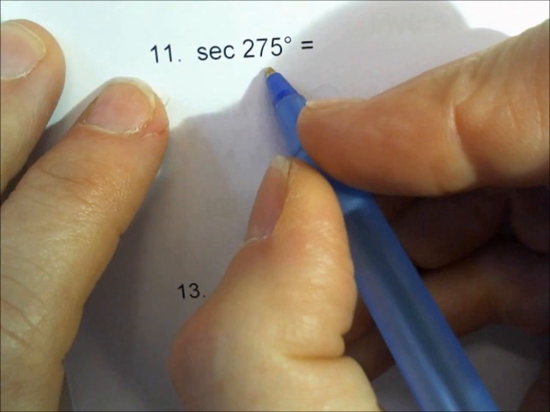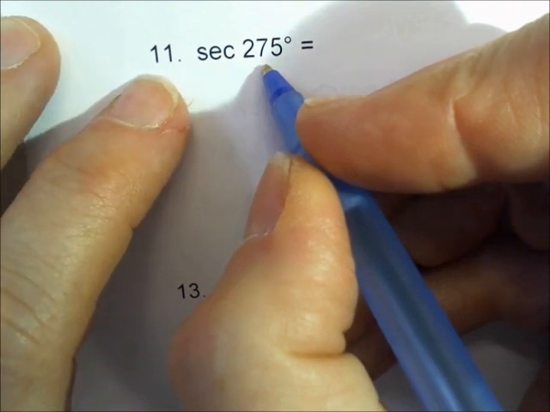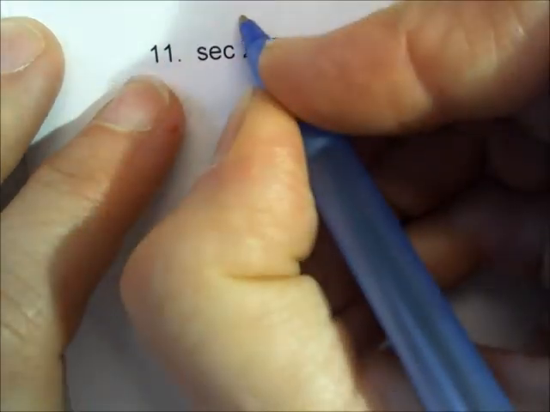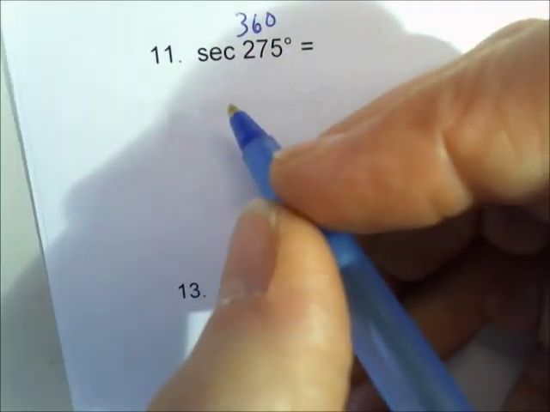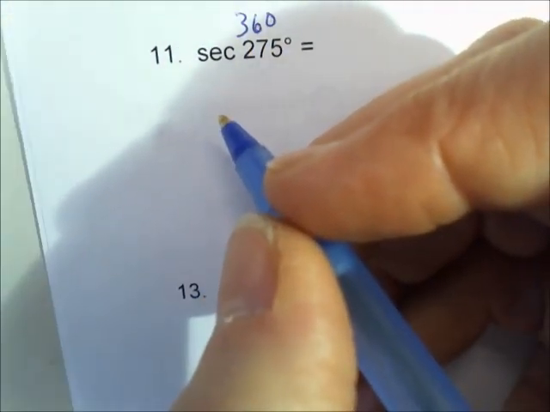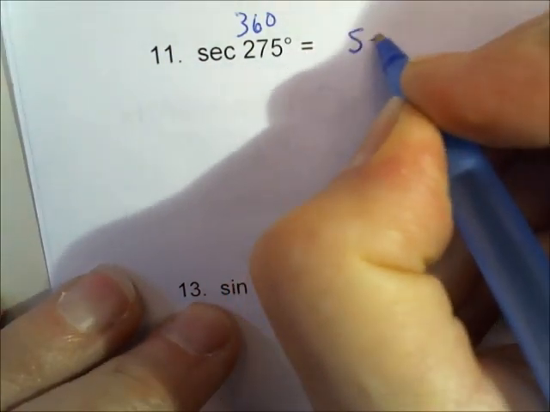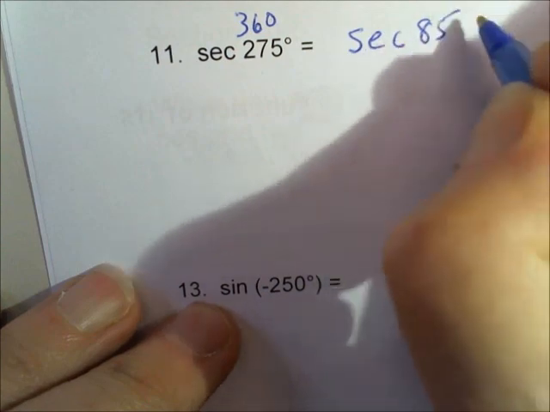So the secant of 275, let's see, 275, that's in quadrant 4. So we have to get a reference angle. Subtract 360 minus 275 and get 85. So that's the same thing as the secant of 85. There's a reference angle.